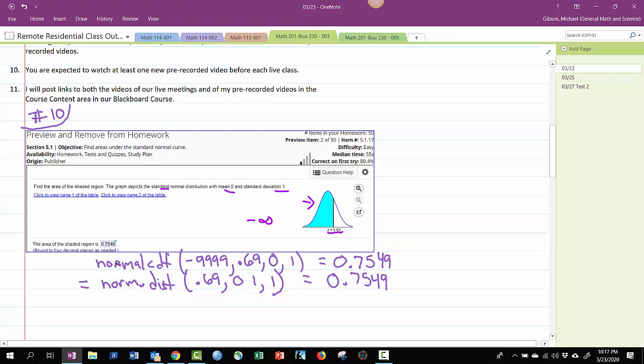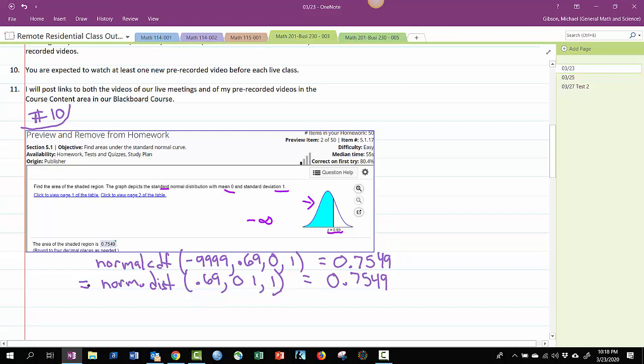Okay, so in the calculator, that's normal CDF. We use our favorite substitute for minus infinity. For me, that's minus 4 nines, comma. Then the upper limit is the 0.69, comma, mean 0, standard deviation 1, and out comes 0.7549. Remember, this area is the probability. So the probability of a randomly selected number having a z-score of less than 0.69 is 0.7549.